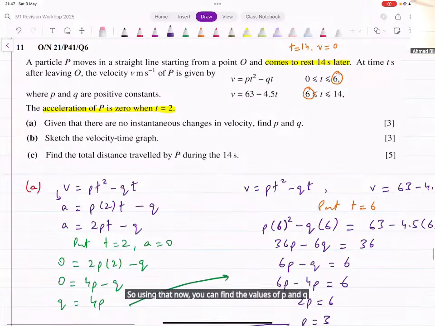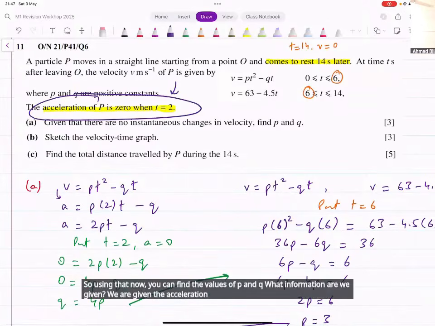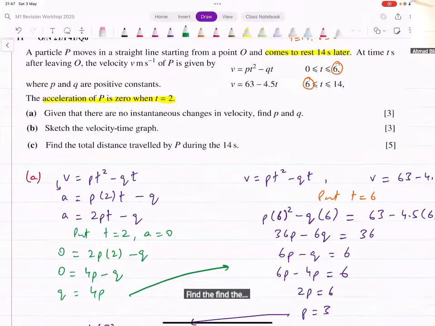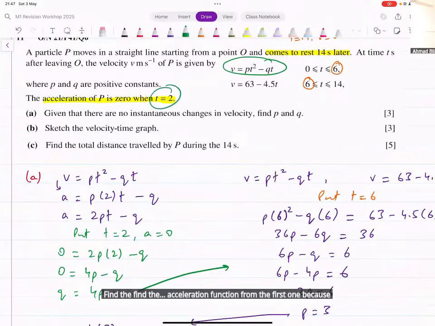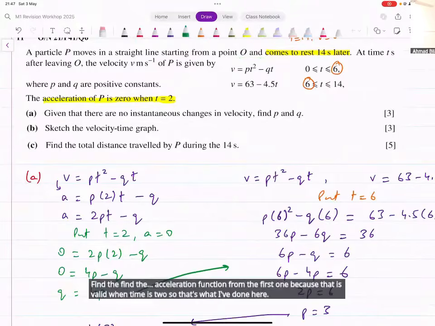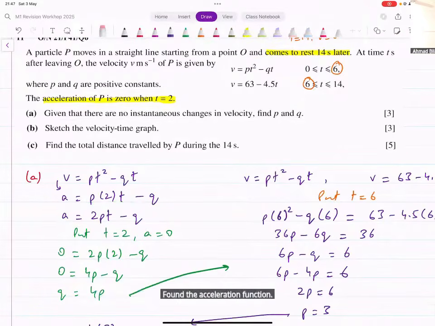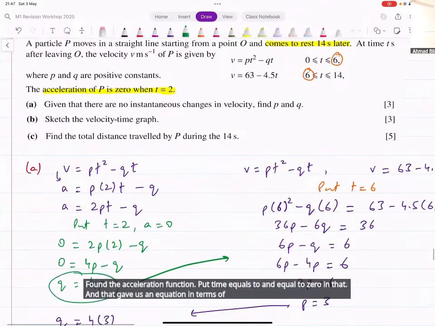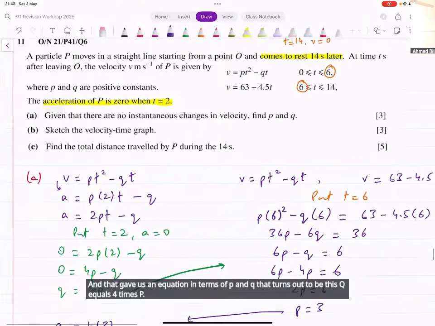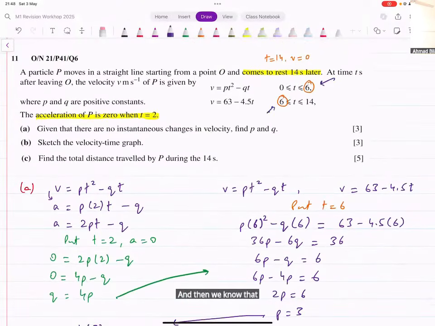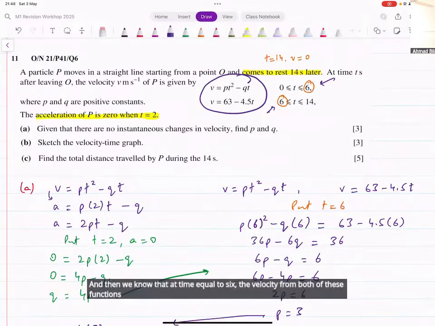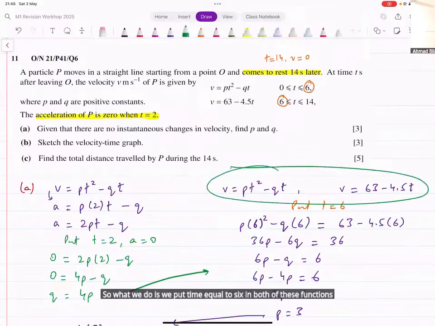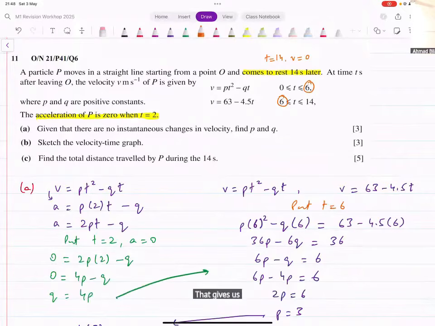What information are we given? We're given the acceleration of P is 0 when time is equal to 2. That's one piece of information that you can use here. Find the acceleration function from the first one, because that is valid when time is 2. So that's what I've done here. Found the acceleration function. Put time equal to 2 and acceleration equal to 0 in that, and that gave us an equation in terms of P and Q. That turns out to be this: Q equals 4 times P. And then we know that at time equal to 6, the velocity from both of these functions is going to be equal to each other. So what we do is we put time equal to 6 in both of these functions and equate them. That gives us another equation, and that's going to give us the values of P and Q.